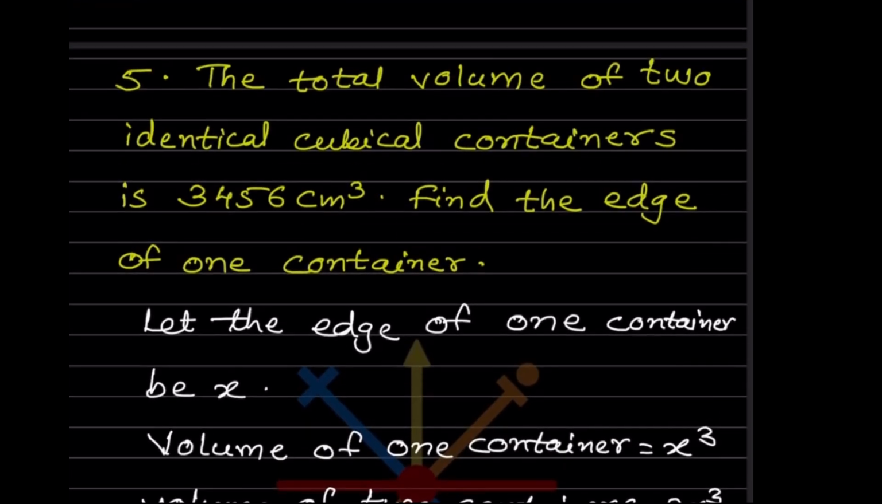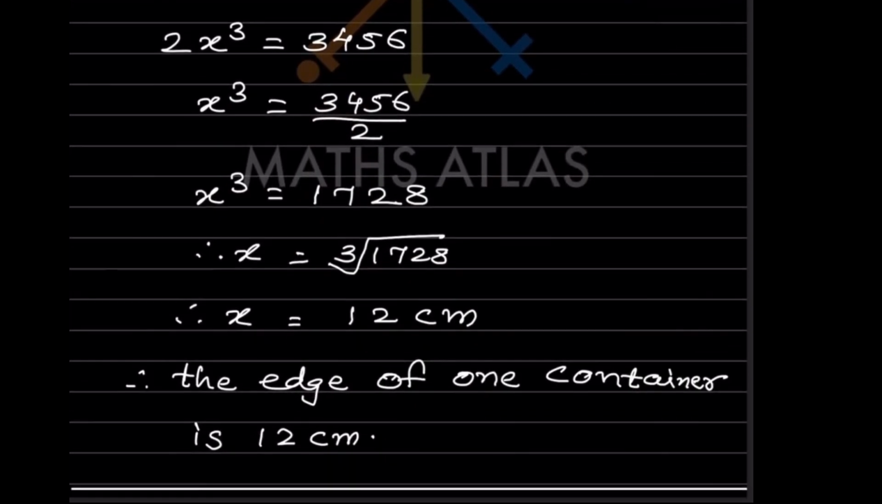So now what did they say? Find the edge of one container. That is what they have asked. So we have considered the edge of the container as x. So we can write here this statement that the edge of one container is 12 centimeter.